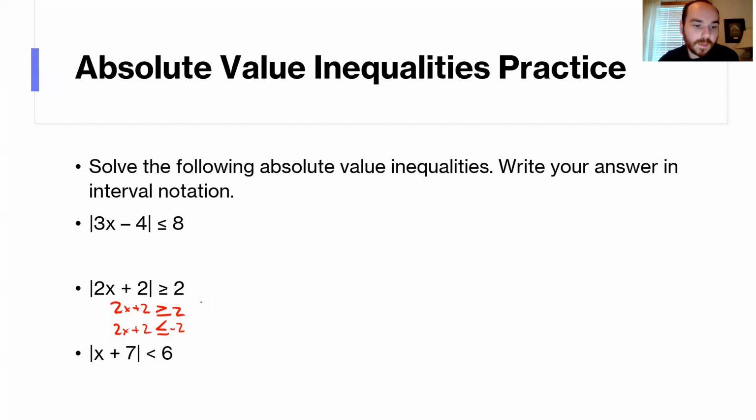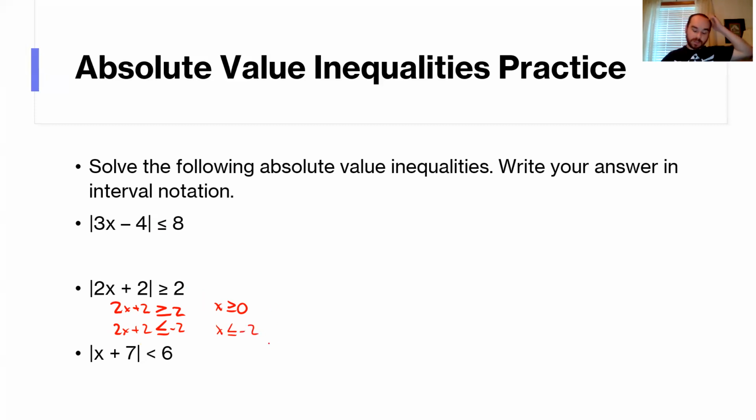Okay. So we'll solve this first one. We're going to get 0, I think. Yeah, so x is greater than or equal to 0. And then for this one, we are solving for negative 2. So that should be negative 2. Let's see. Subtract 2, we get negative 4. Divide by 2, and x is less than or equal to negative 2.